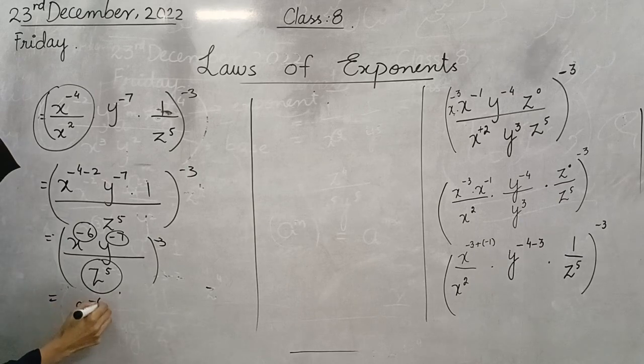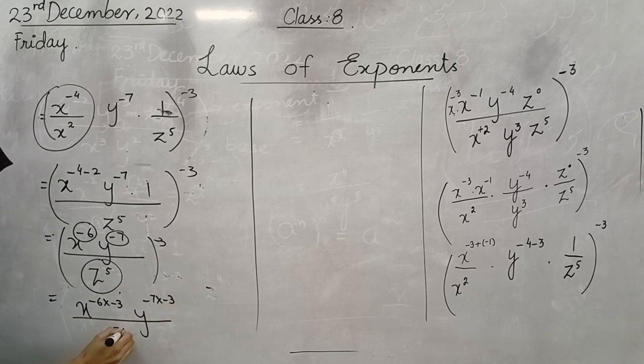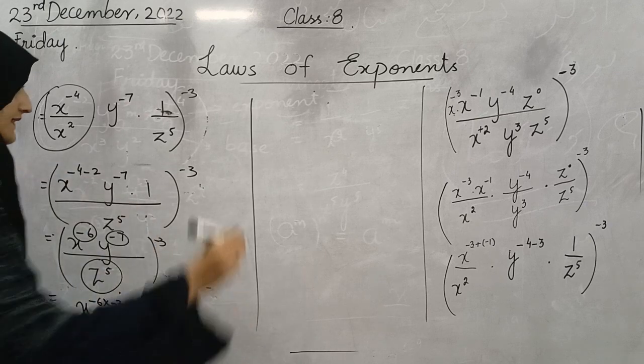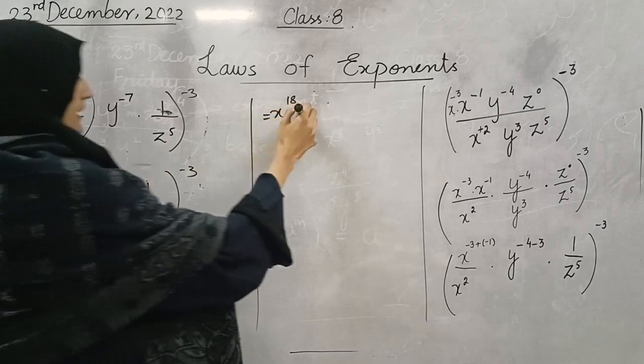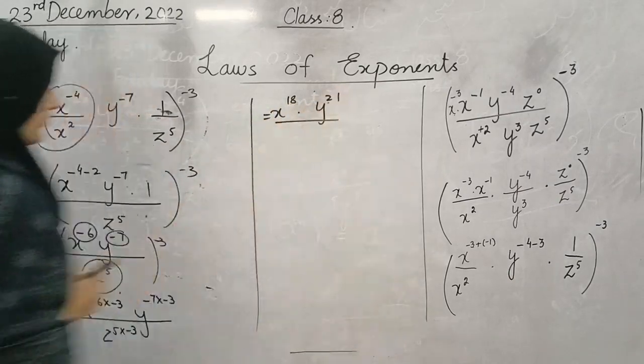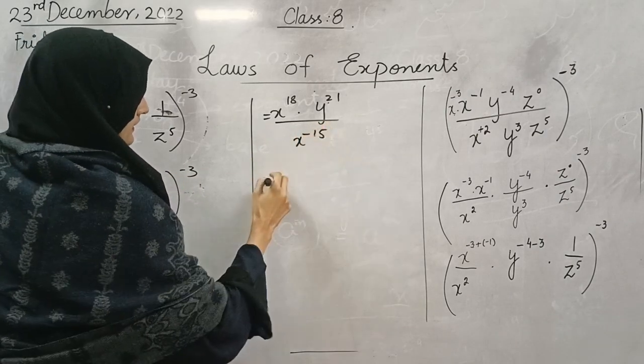X raised to power minus 6 multiply minus 3. Y raised to power minus 7 multiply minus 3. And Z raised to power 5 multiply minus 3. Okay. As there is a whole power of minus 3, so we will multiply each base with this power. X raised to power minus 6 times minus 3 is x raised to power 18. Y raised to power minus 7 times minus 3 is y raised to power 21 over Z raised to power 5 multiply minus 3 is minus 15.